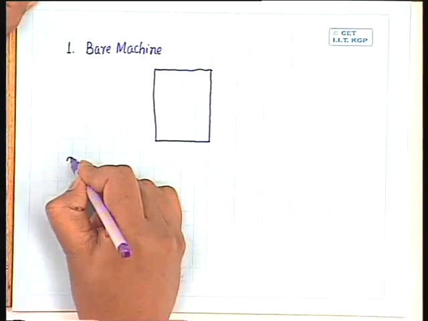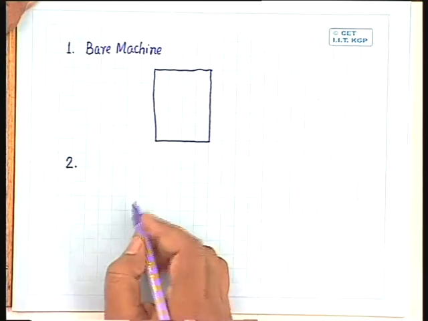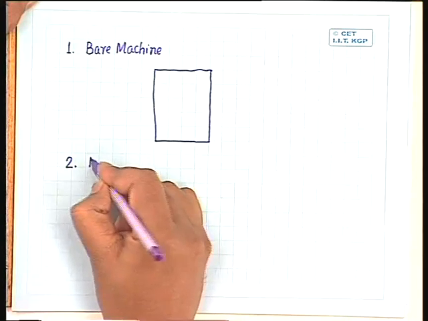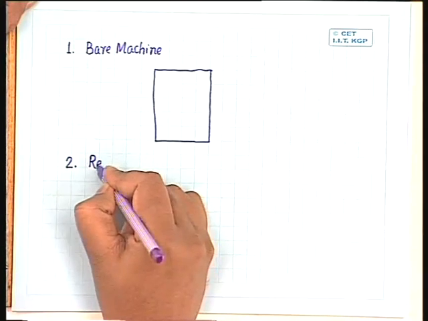So that is the bare machine concept, and obviously this is a type of memory organization which is not very suitable for general purpose computing. For general purpose computing, the type of memory organization that can be used is what is called a resident monitor organization.